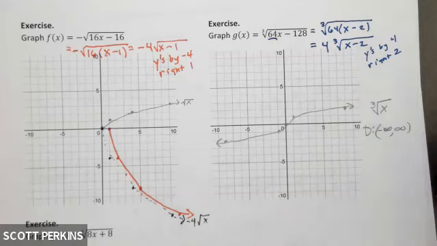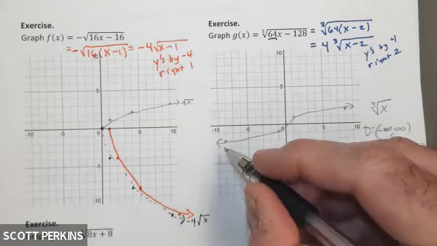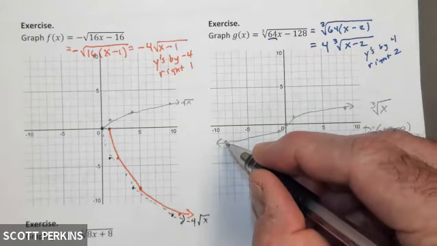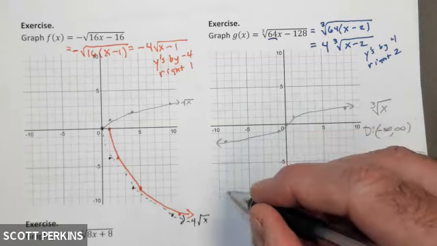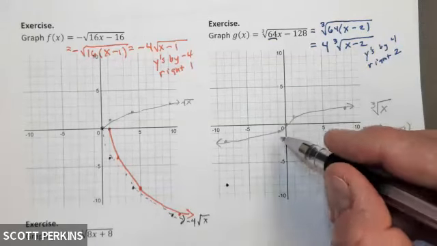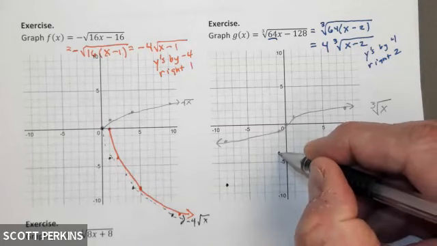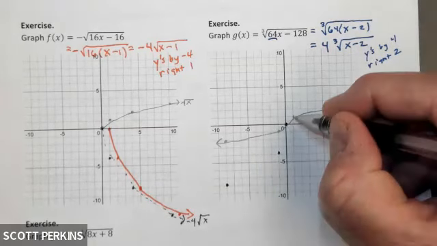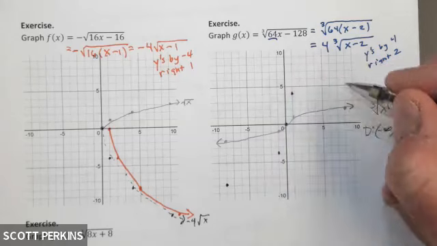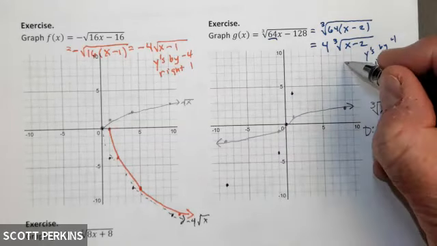So again, just like the other problems we've done, I'm multiplying the y's by 4. I'm moving the whole thing right 2. This y value over here is negative 2. So that becomes negative 8 when I multiply it by 4. This y value is negative 1. So it becomes negative 4. 0 stays 0. 1 times 4 is 4. And then 2 times 4 becomes 8.